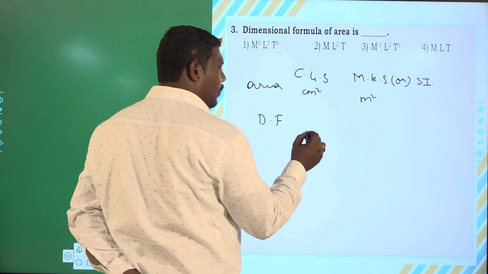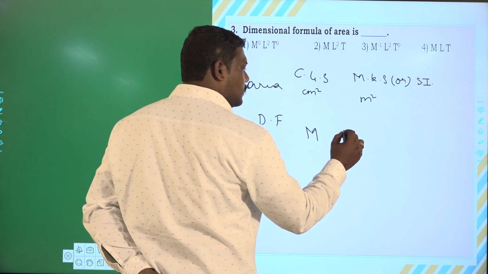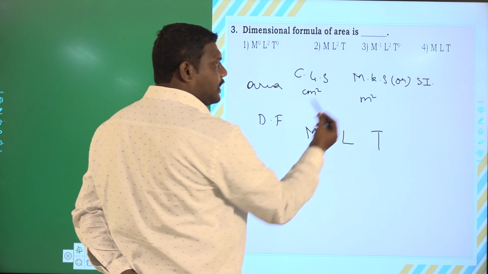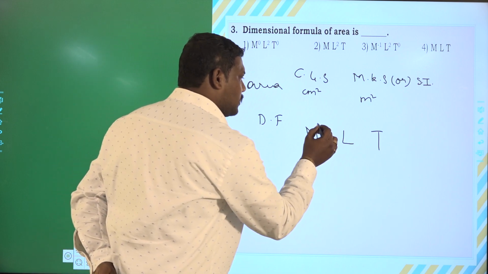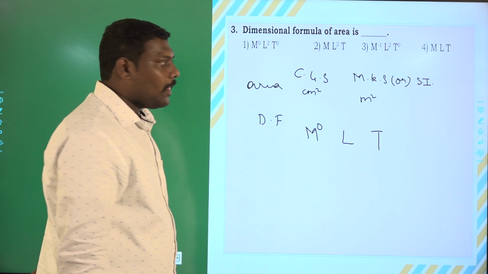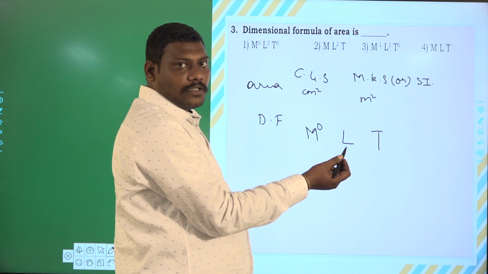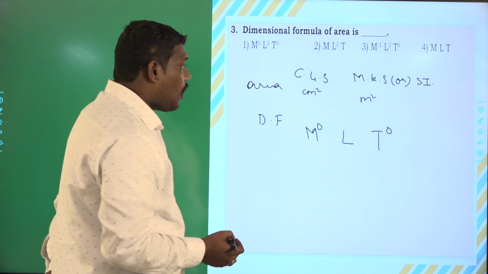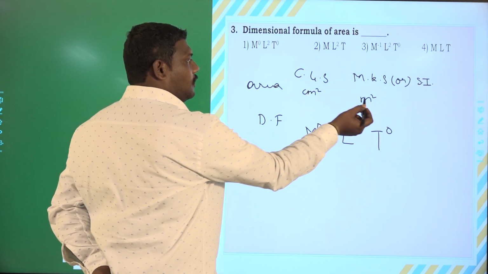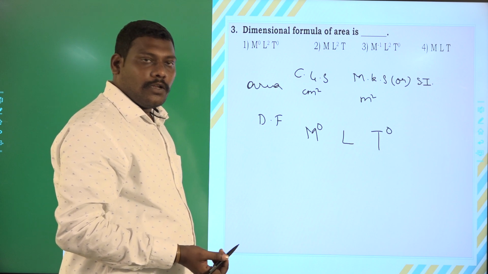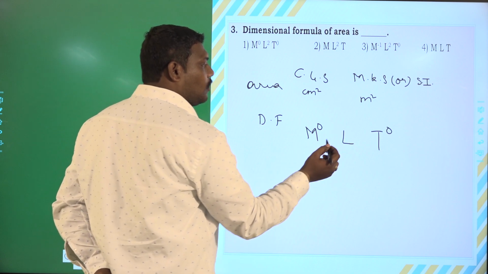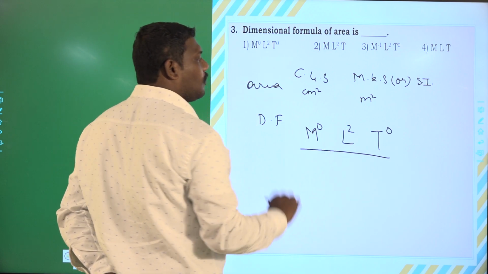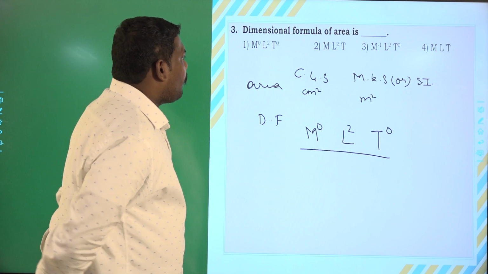The dimensional formula will be in terms of mass, length and time. Is there any mass unit, kgs or grams? No. So mass is raised to 0 power. Is there any time unit, that is seconds, hours? No. So time is raised to 0. Now length, yes, centimeters or meters are the units of length, so they are raised to 2 power. So the dimensional formula of area is M0 L square T0.